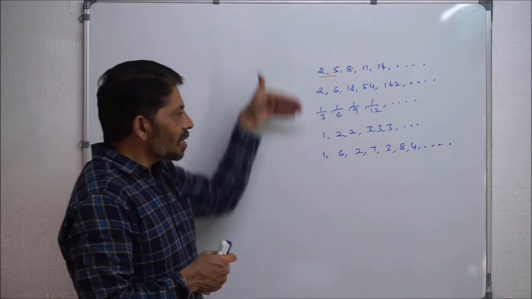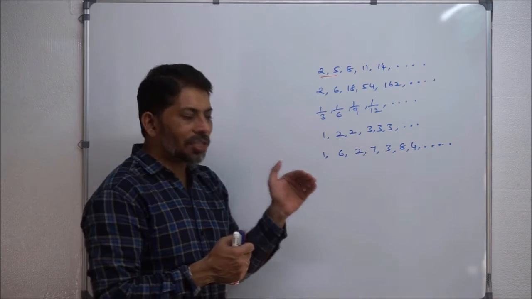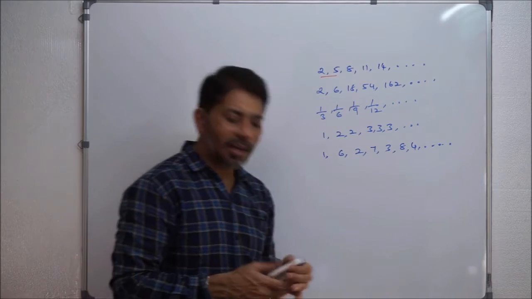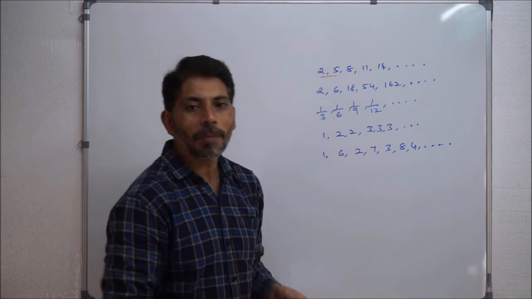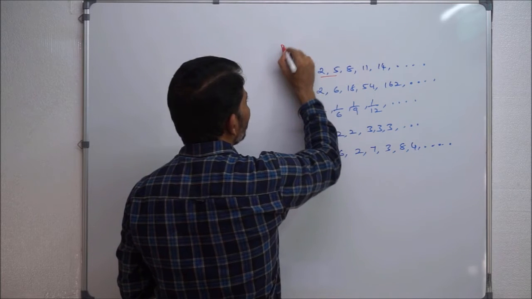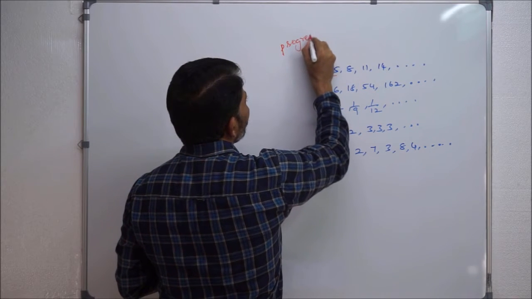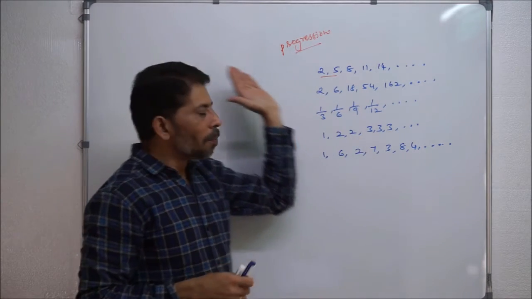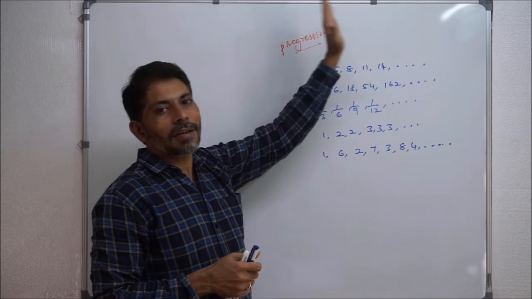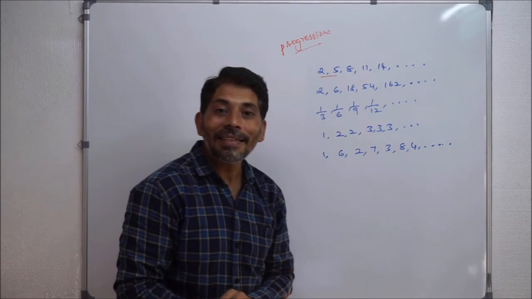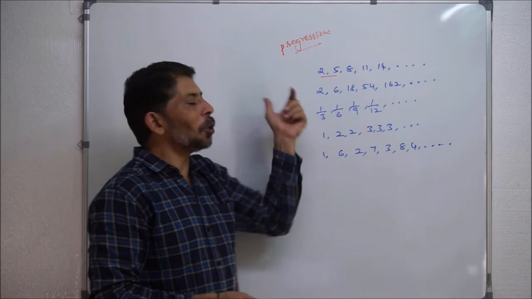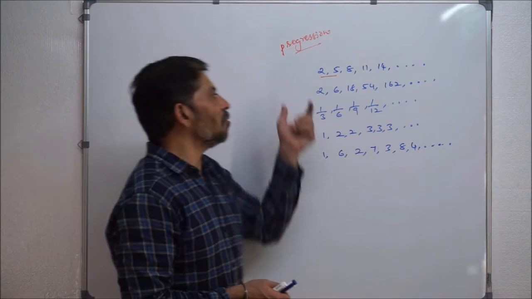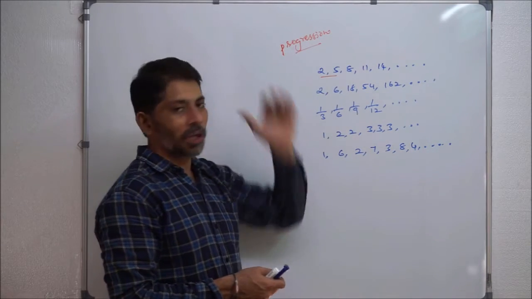So the sequence which progresses according to a rule, or according to which the progress follows a pattern, is said to be a progression. That is, the sequence in which the progress is a definite rule, or the progress of the sequence is according to a pattern, we call that sequence a progression.